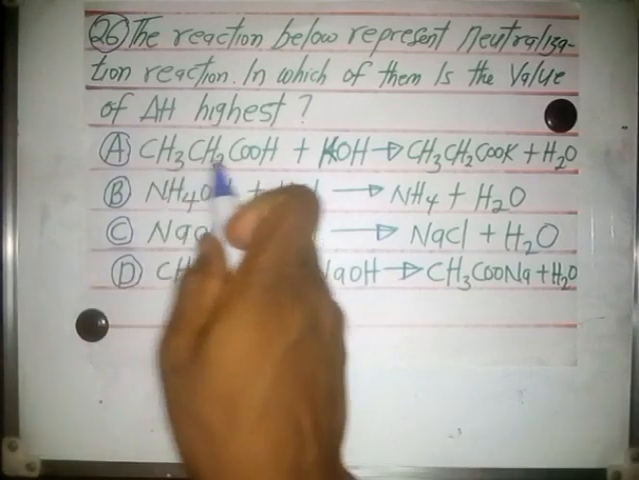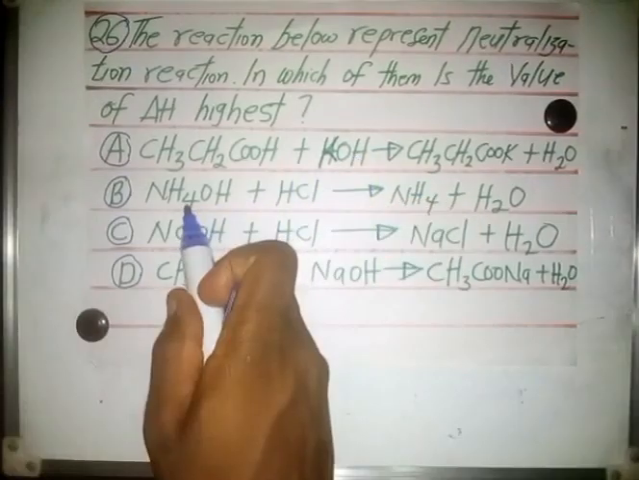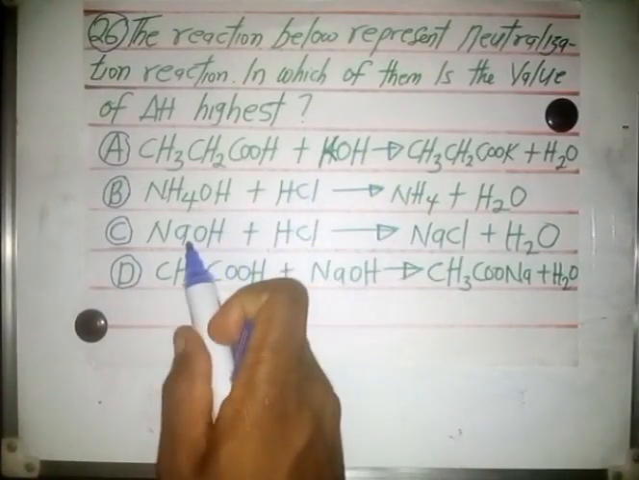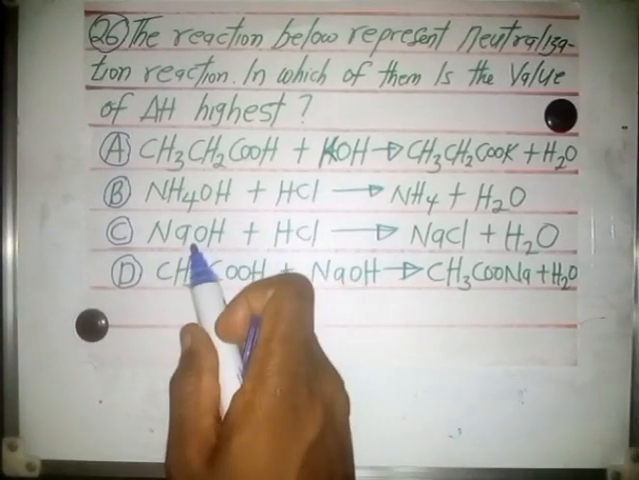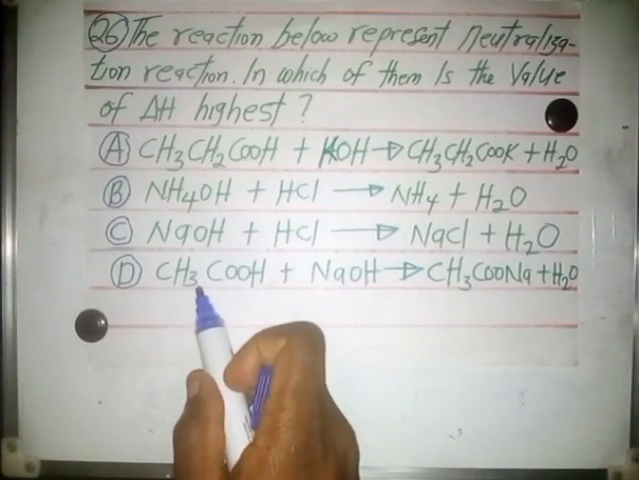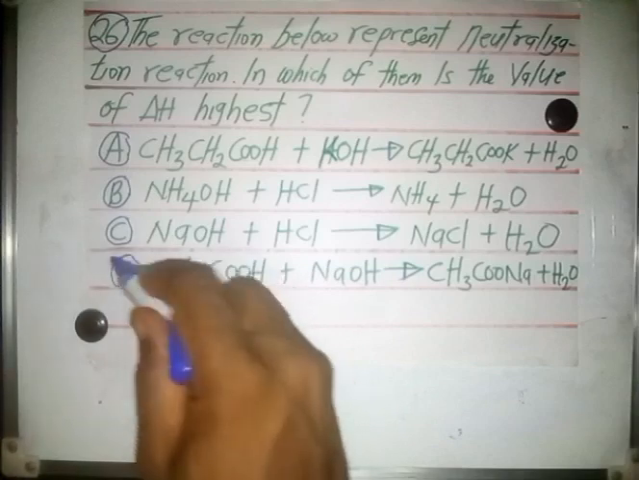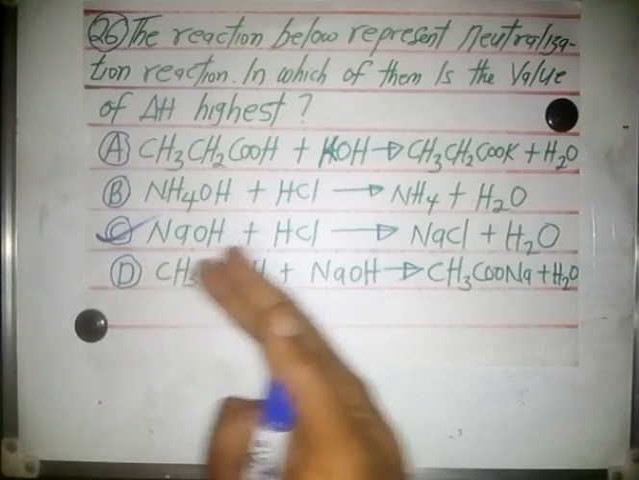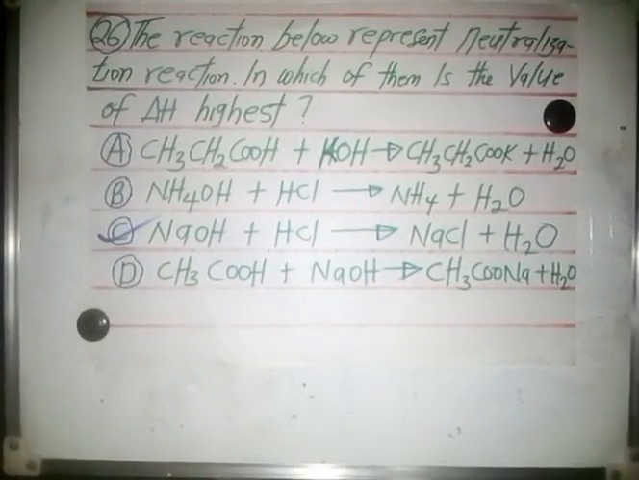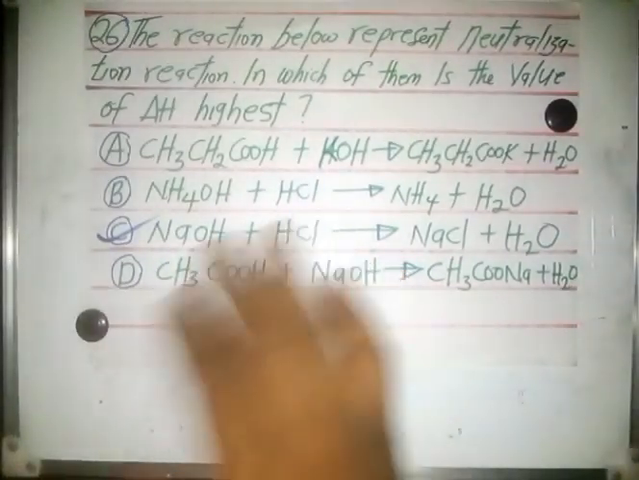So from here, this is a weak acid, strong base. This is a weak acid, strong base. Of course, this is strong acid, this is strong base. Strong base, strong acid, then this is a weak acid, strong base. So your answer is C. The reaction between a strong base and a strong acid will give the highest value of ΔH.